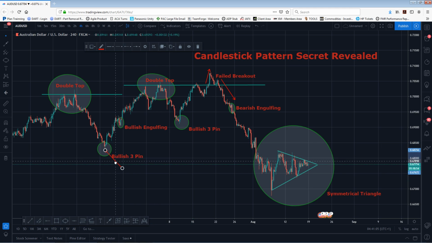Right here again, I'll go into detail in the cheat sheet, but this is a bullish 3-pin formation. You can see there are 1, 2, 3 pins here, and we're on the 4-hour chart. So I want you to go on the 4-hour chart on AUD USD and do what I did here: mark up what you see. And then this is another important one I want you to learn. I think I already went over this, but bullish engulfing.